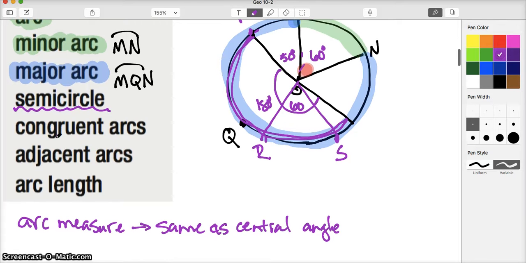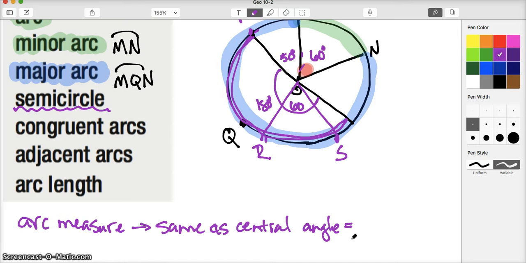So congruent arcs are arcs that have the same measure and also the same radius length, right? They're going to be congruent arcs. And all right, so even though the text chooses to take on the arc measure later on, I just thought it was kind of a good thing to know now.